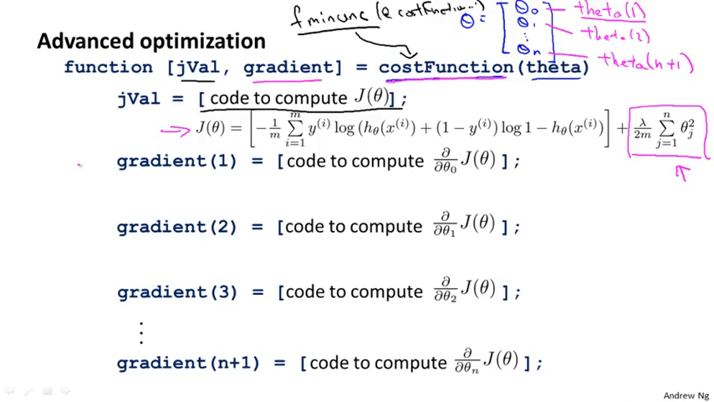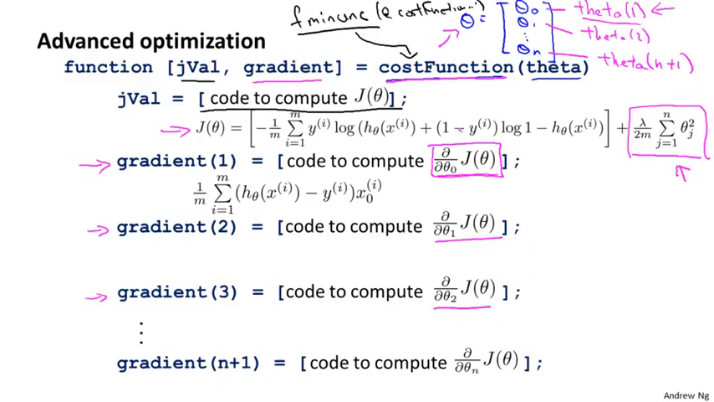And then the other thing that this cost function needs to provide were the gradients. So gradient 1 needs to be set to the partial derivative of J of theta with respect to theta 0. Gradient 2 needs to be set to that, and so on. Once again, the index is off by 1 because of the indexing from 1 that Octave uses. And looking at these terms, this term over here, we actually worked this out on the previous slide. It's actually equal to this.